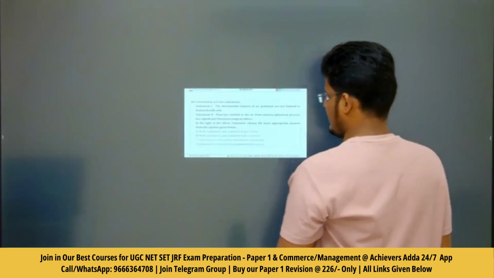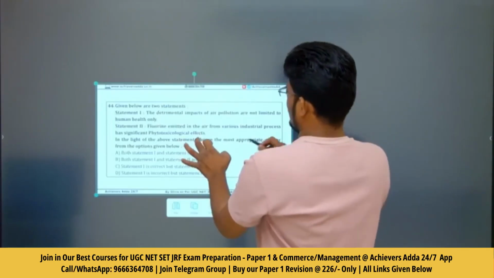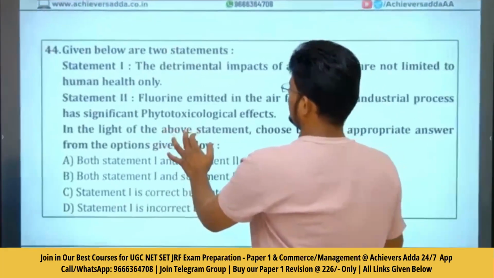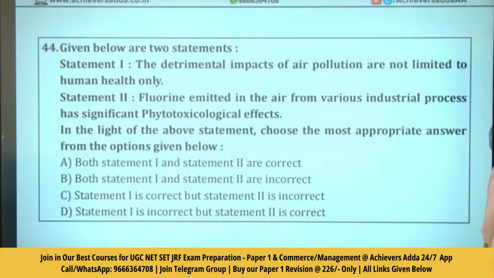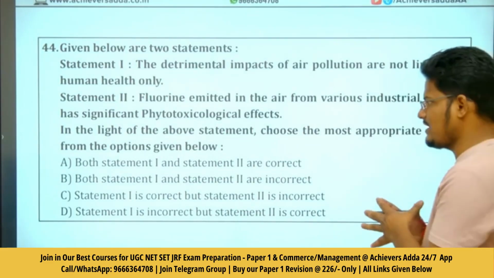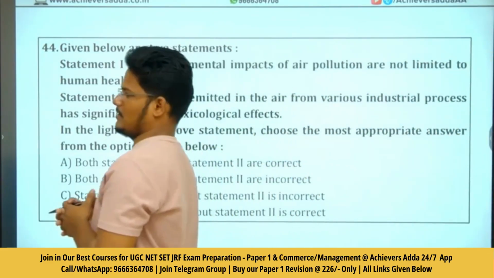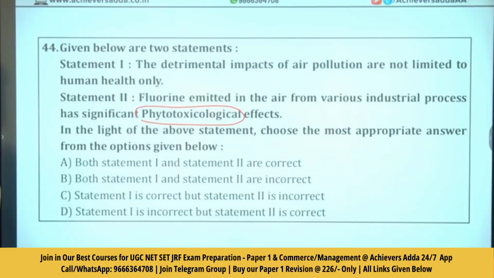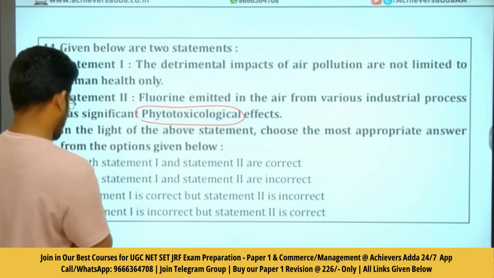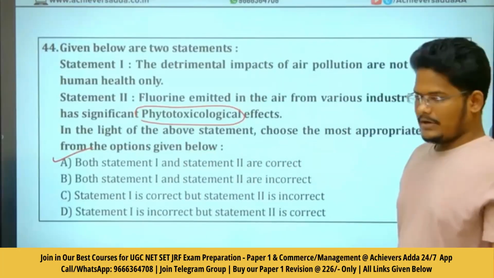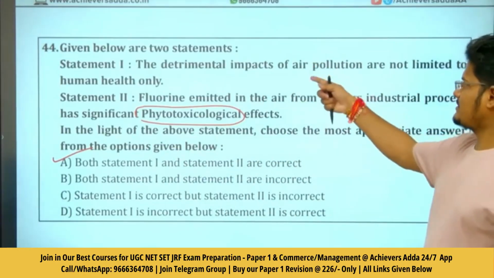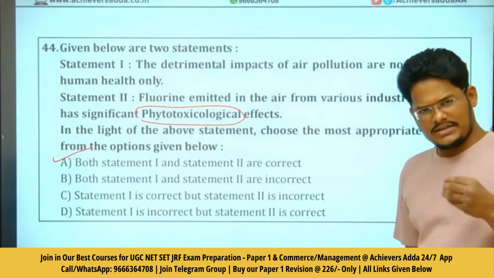Last final question. The detrimental impact of air pollution is not limited to human health only. Fluorine emitted in the air from the various industrial processes has a significant cytotoxicological impact. It is A, because very clearly the two statements are correct. Detrimental means negative or adverse impact of air pollution. Obviously, it is not only human health.